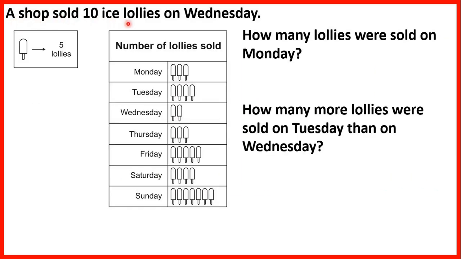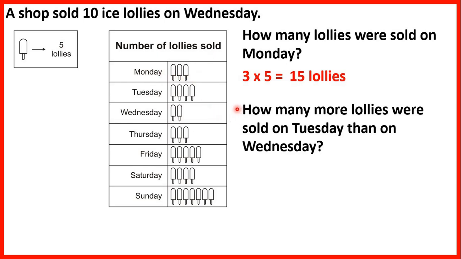A shop sold 10 ice lollies on Wednesday. How many lollies were sold on Monday? So we have a pictogram, but we have to be careful here, because though we can see 3 lollies on Monday, our answer is not 3. And that's because we have a key for our pictogram, and every lolly on the pictogram stands for 5 lollies. So if we have 3 lollies on the pictogram, and they each stand for 5 lollies, we need to work out 3 times 5, so that's 15. So 15 lollies were sold on Monday.